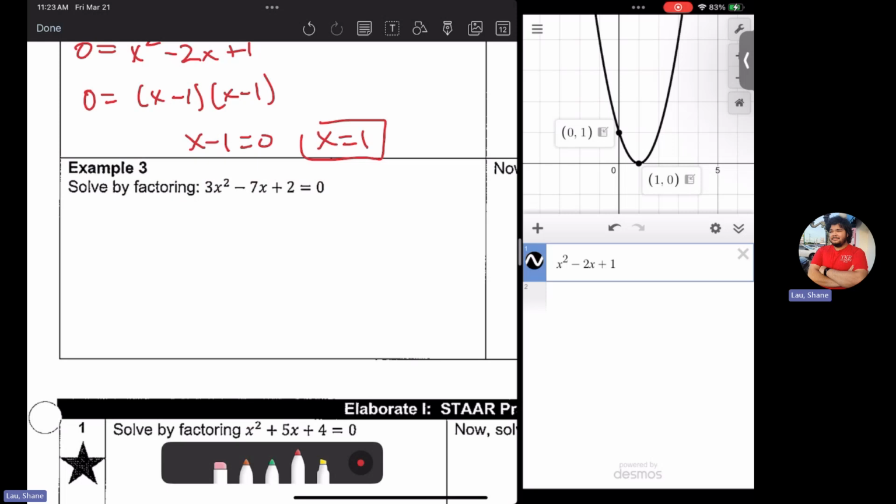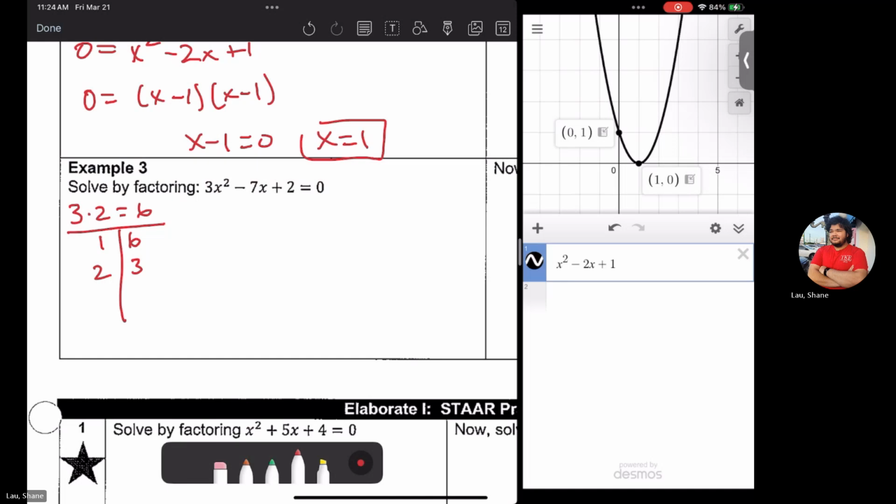So when we are factoring here, I know that I have 3 and 3 is my A and 2 is my C. So I'm going to factor this by multiplying 3 times 2 to get 6. And I start with my factor tree. 1 and 6 and 2 and 3 multiply each other to get a positive 6.